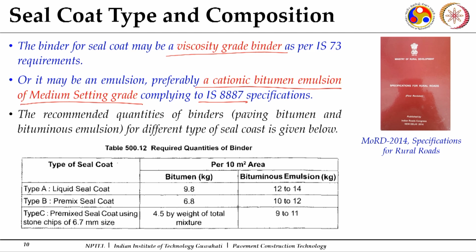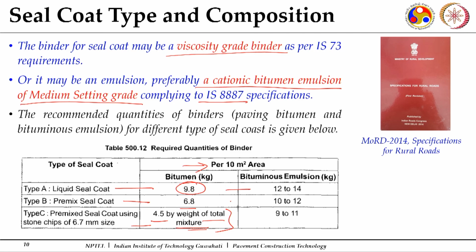Now what are the typical requirements in terms of the quantity per 10 meter square area? If you are going with a liquid seal coat and making a paving grade binder application, the binder should be 9.8 kg. When I go for the premix seal coat, I will go for an application of 6.8 kg in 10 meter square area, and for the one with slightly higher sizes, it says 4.5 by weight of the total mixture. This is the important part: here it mentions by weight of total mixture.